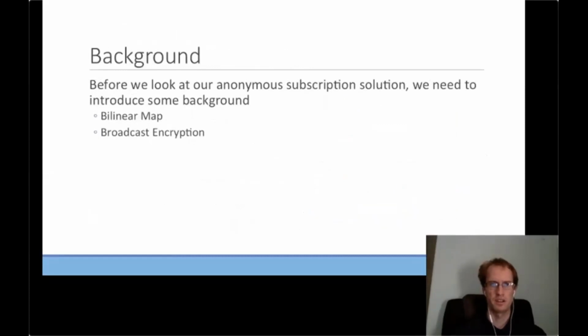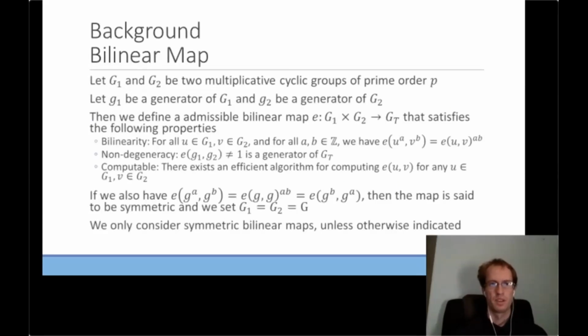Before we look at our anonymous subscription solution, we need to introduce some background, which includes the bilinear map and broadcast encryption. So we define a bilinear map in the following way, where we have two groups G1 and G2 with associated generators g1 and g2. And we define a map such that it is linear in both the first input and the second input, which effectively means that we're able to multiply in the exponent.